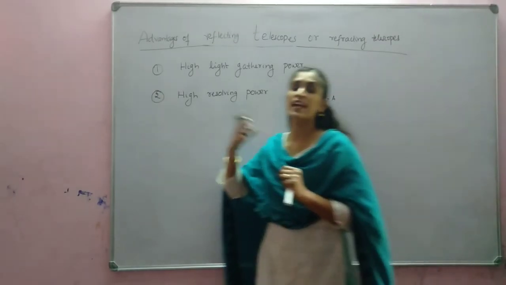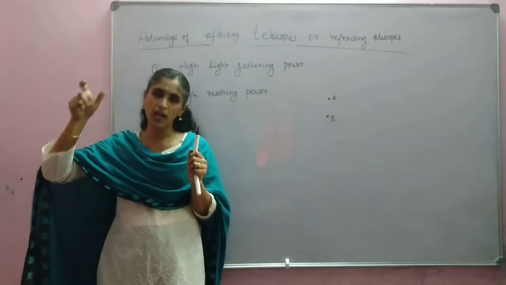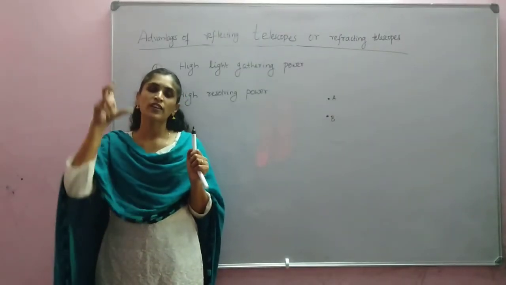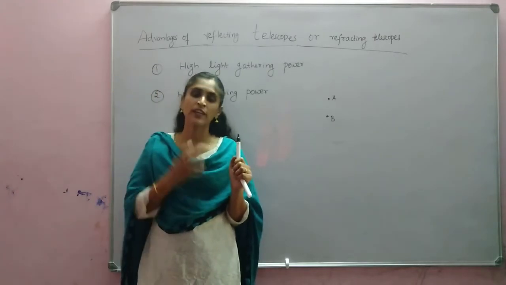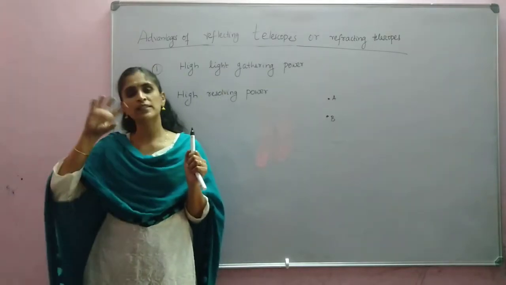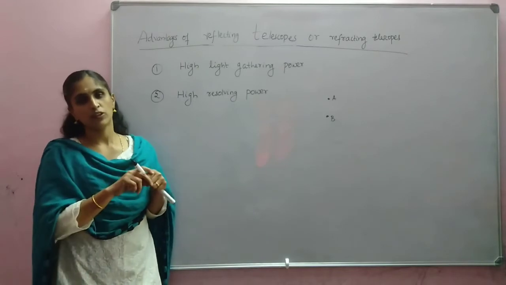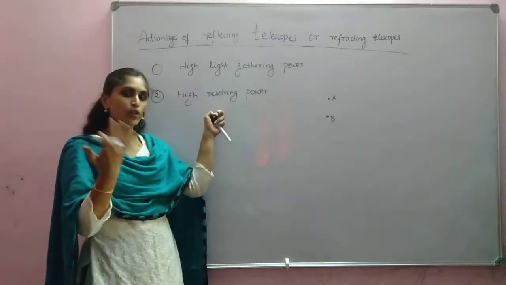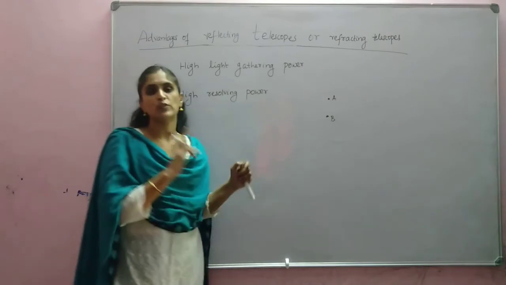So if it has high resolving power, what happens? If the separation between two stars or two heavenly bodies is small, we can still see them clearly as two separate objects. If the resolving power is less, what happens? These two objects will be together, seen as a single object. Because of its high light gathering power, more light is collected, and automatically it will have high resolving power.